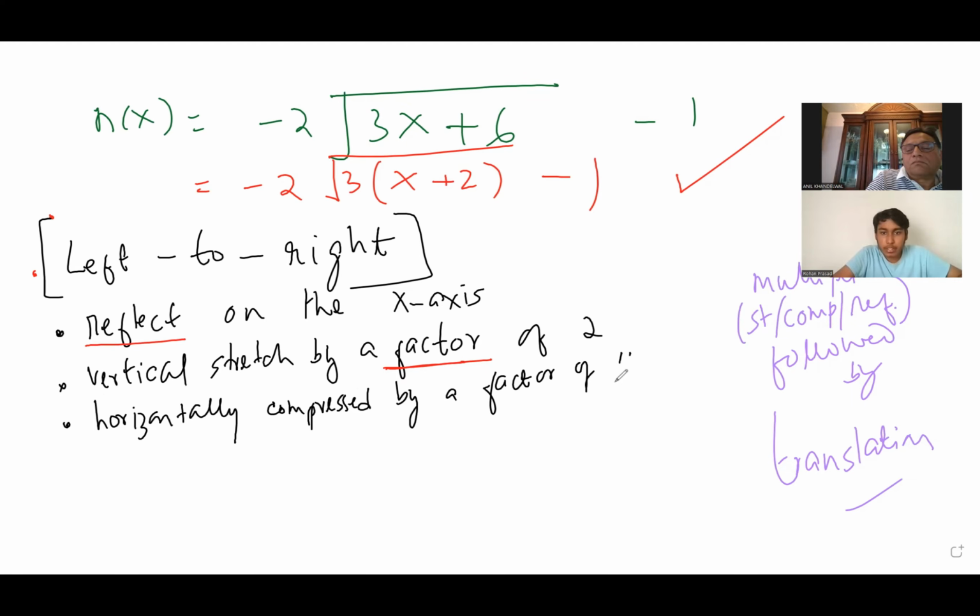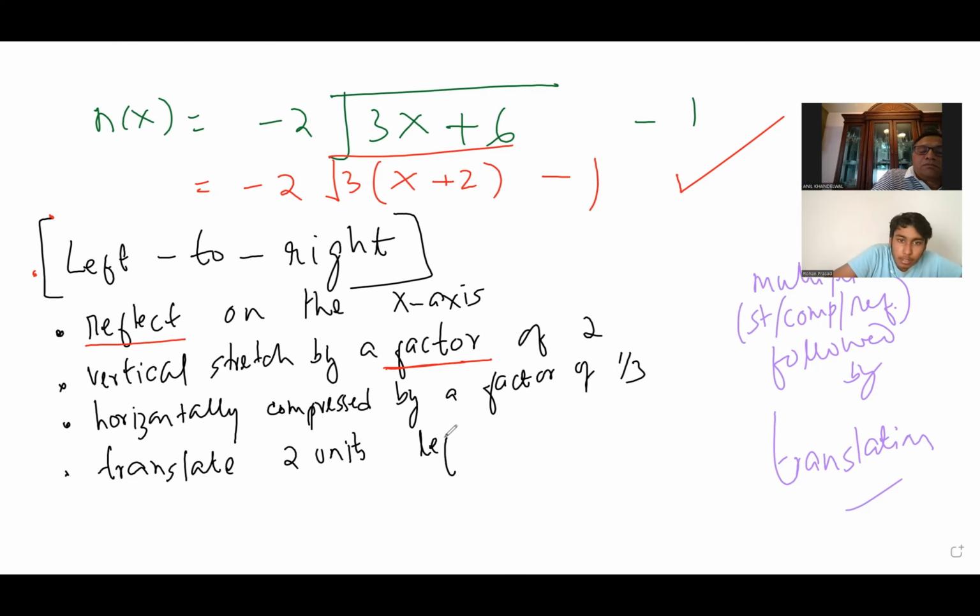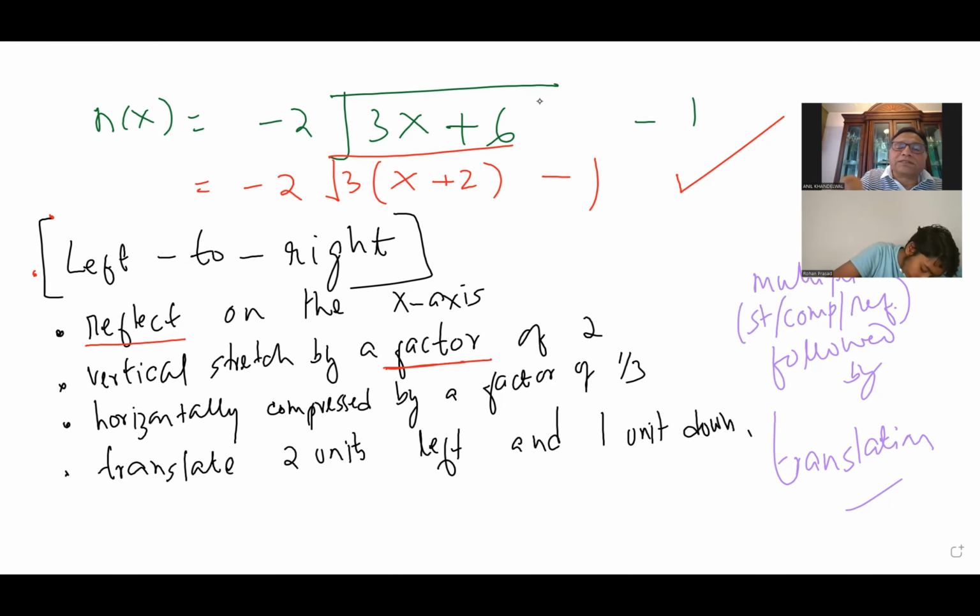Is it horizontally compressed by a factor of 1/3, sir? Third, 1/3. Perfect. Now, translated horizontally by 2 units left and 1 unit down. Is that clear to you? Yes, sir. Perfect. Now, can you tell me how will the points get transformed?